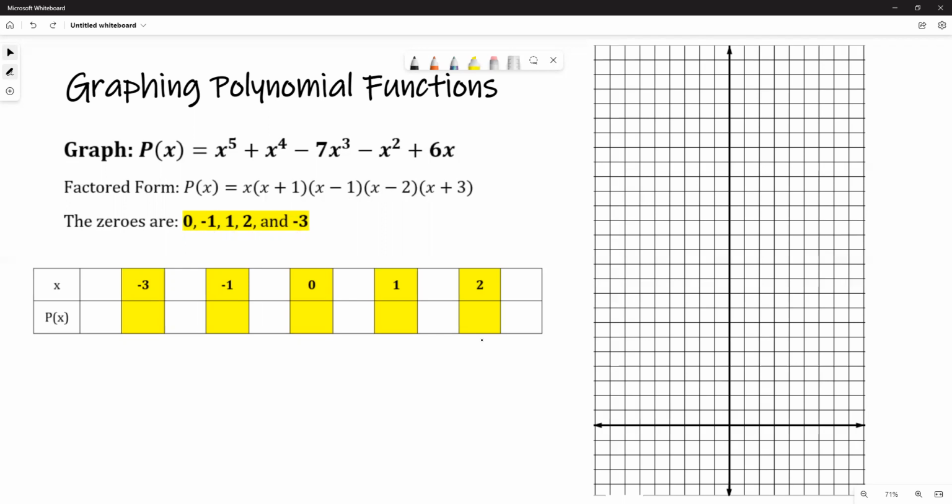After identifying the zeros of the given polynomial function, let's make a table of values, putting all the zeros from negative to positive, putting spaces in between. And since these are the zeros of the given polynomial function, it's automatic that their p of x, by using the factor theorem, the values will always be 0.